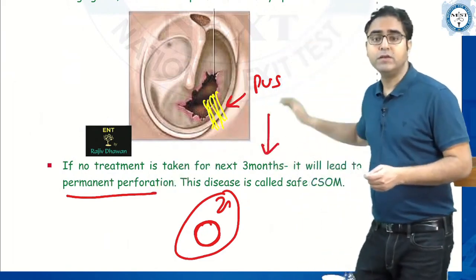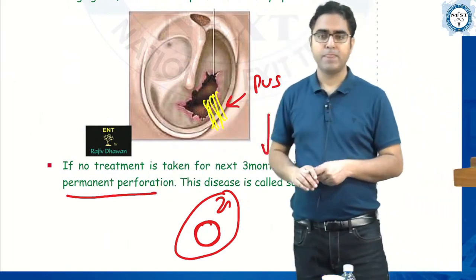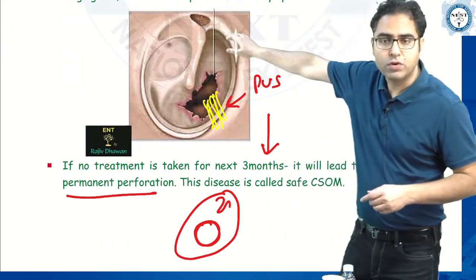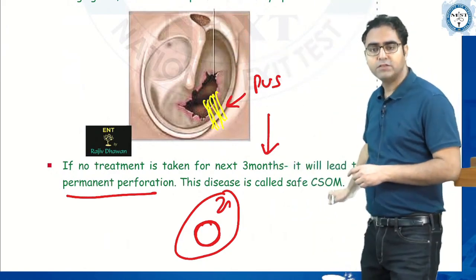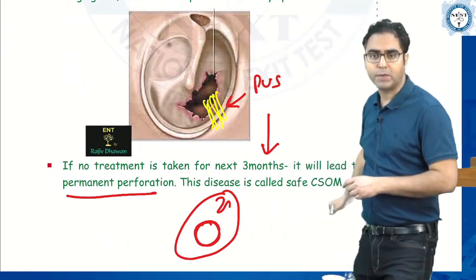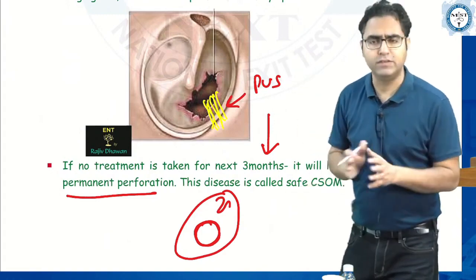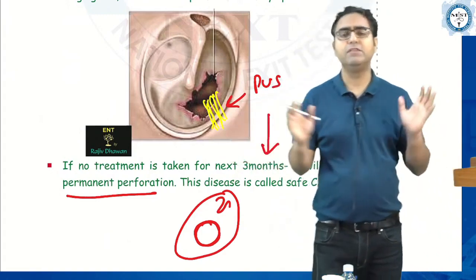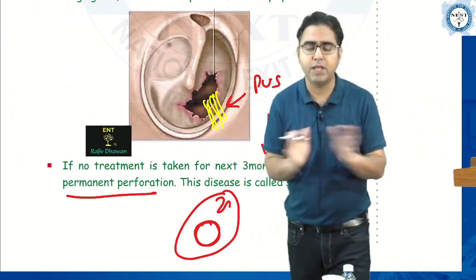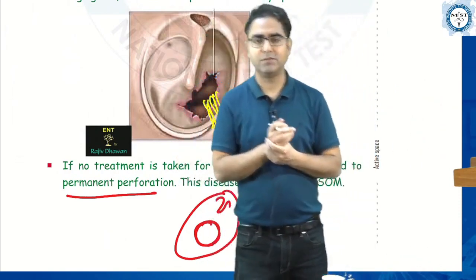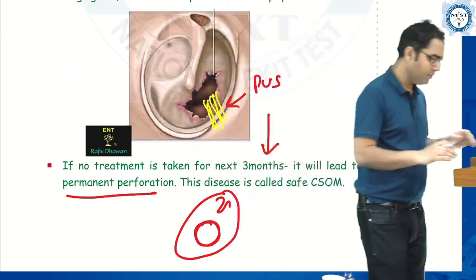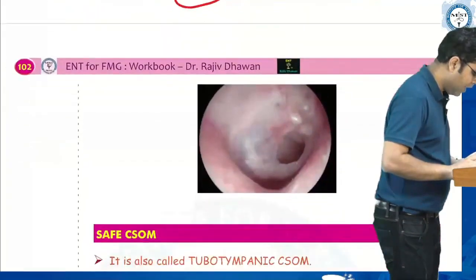This disease is called safe CSOM. This was ASOM, acute. CSOM is chronic. A was acute, C is chronic, beta. Why safe? It's not a risky disease. Only perforation is there. You can manage it easily. The patient won't die of this problem. Safe means the patient won't die of this problem, beta. Okay, fine.